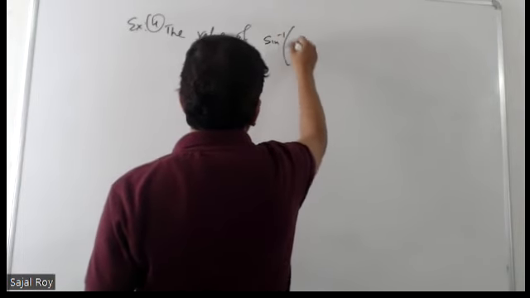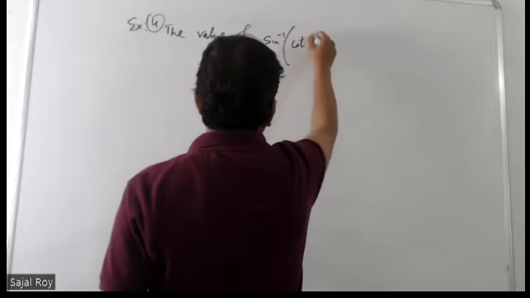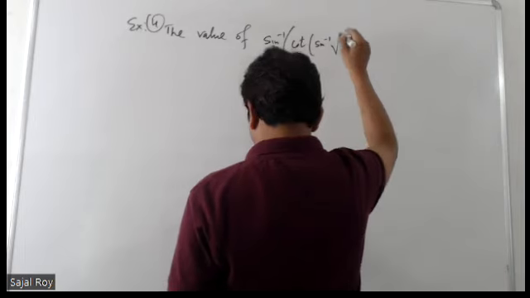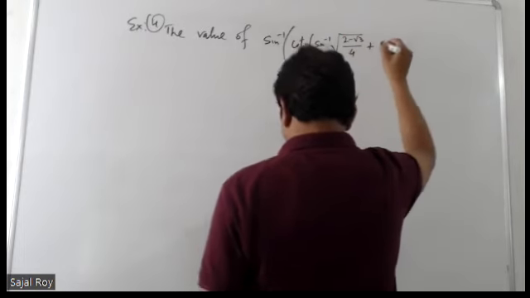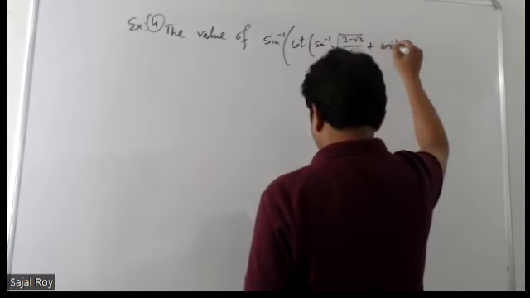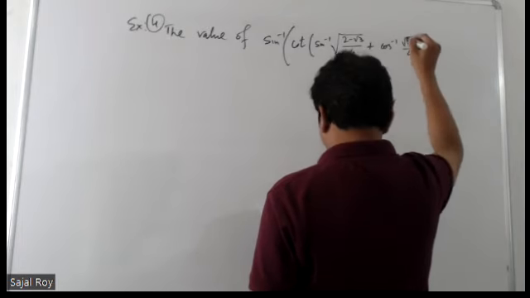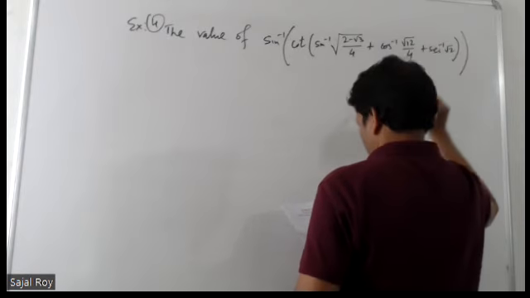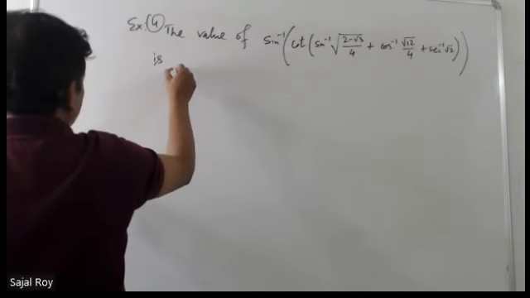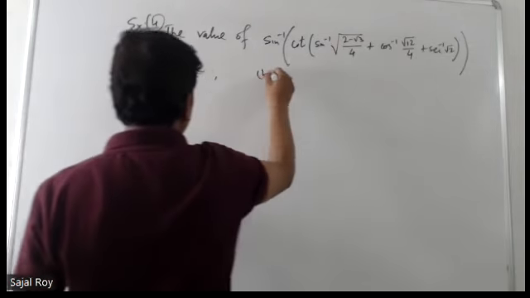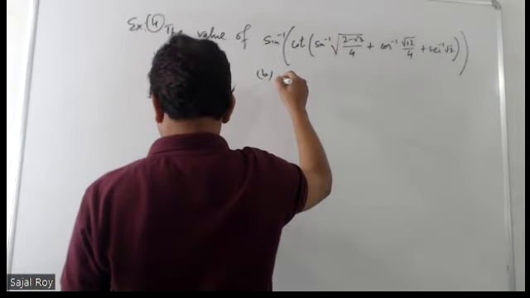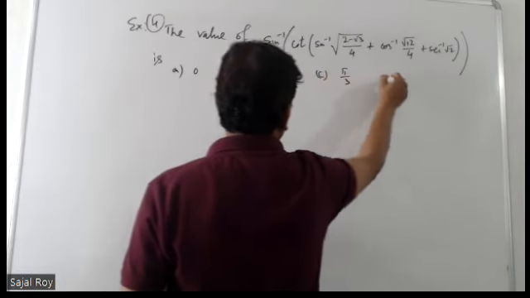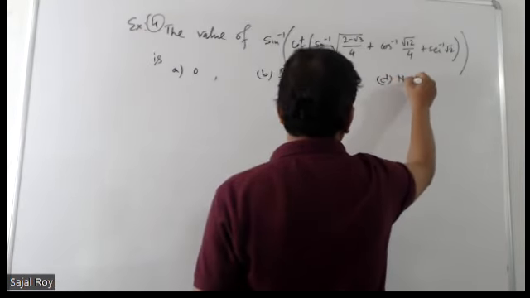The value of sin inverse cot sin inverse (2 minus root 3) by 4 plus cos inverse (root 12) by 4 plus sec inverse root 2 is: 0, pi over 2, pi over 3, and the last option is none of these.